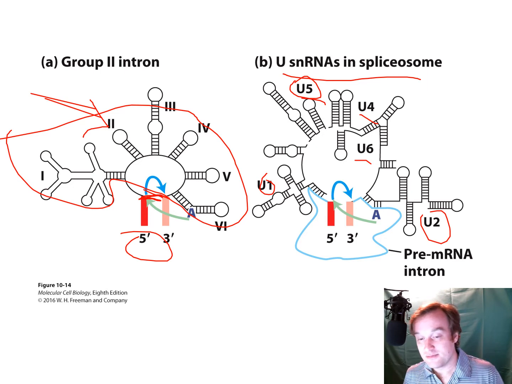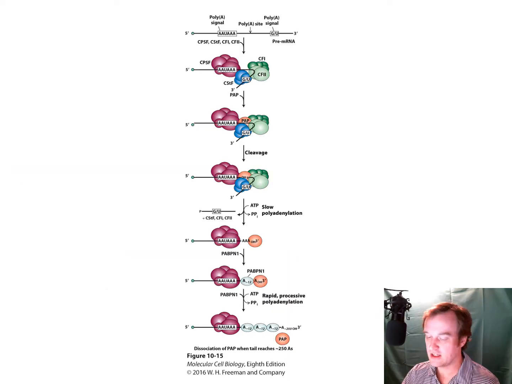So there is, like I said, there's always an exception to the rule. So some introns splice themselves out, while the majority of introns use the spliceosome. So let's get into more detail about the cleavage of this downstream mRNA that is after the poly A site.